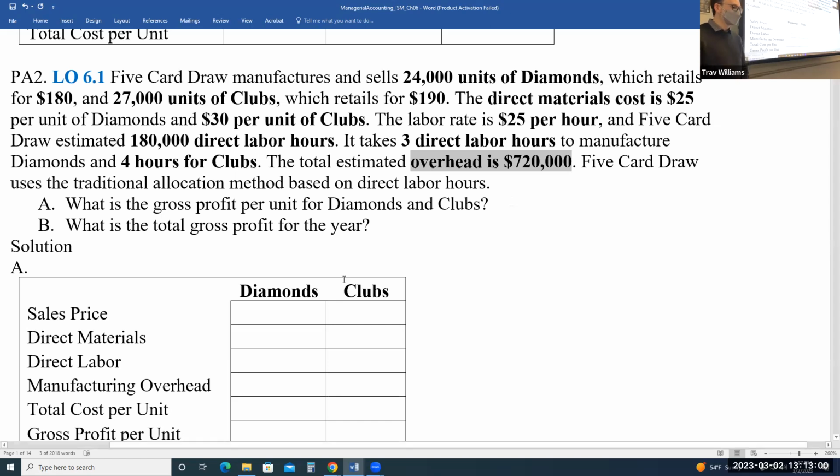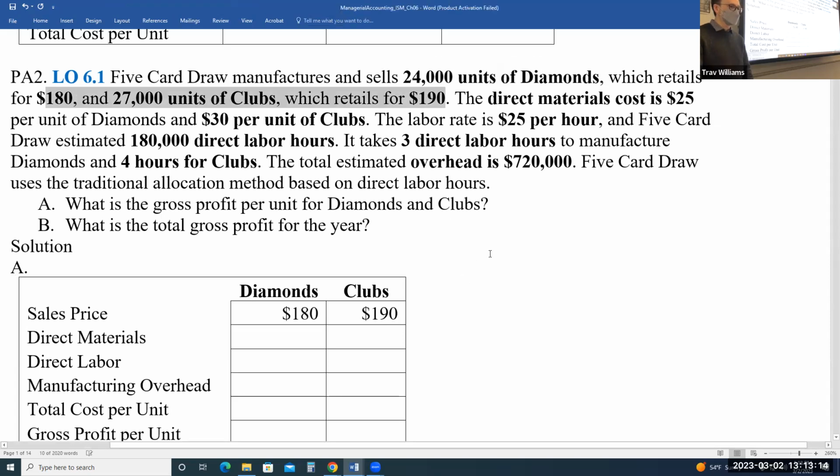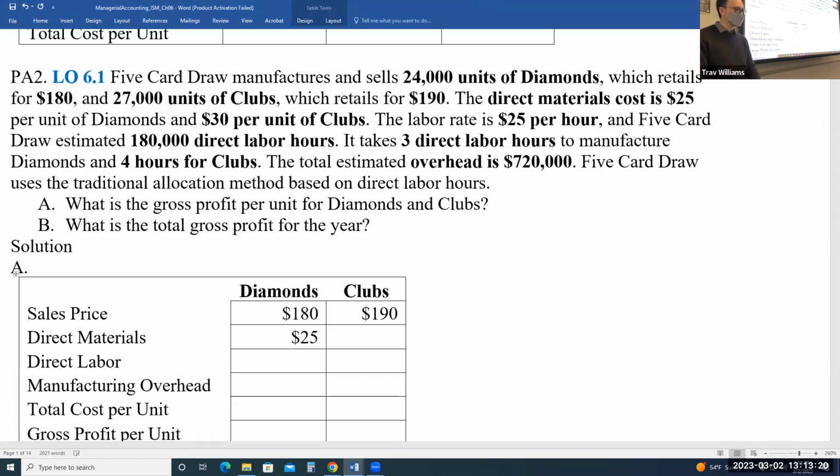So to figure that out, we have to start with the sales price, which is 180 for Diamonds, right? 190 for Clubs, right? We see that right up here. And then we can put in the direct materials costs. So we've got 25 for Diamonds, and we had 30 for Clubs. This is per unit.